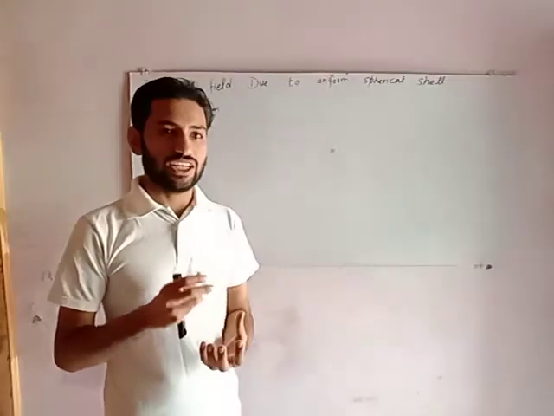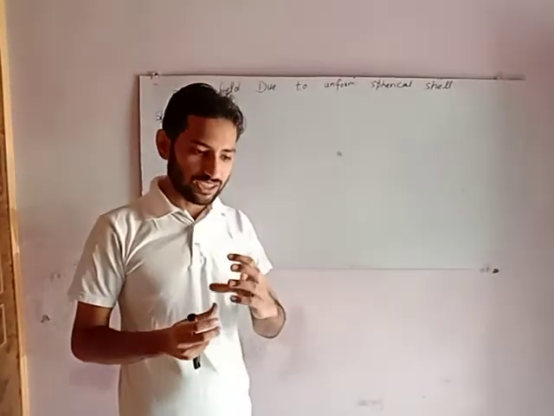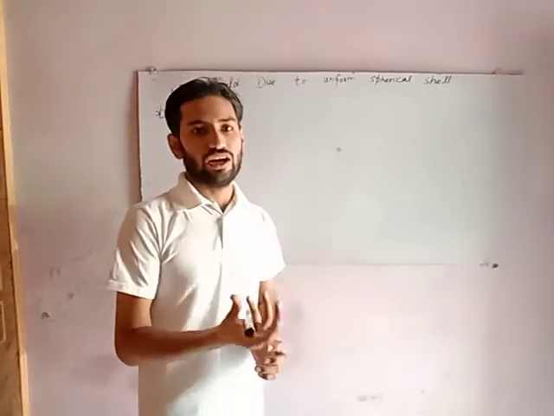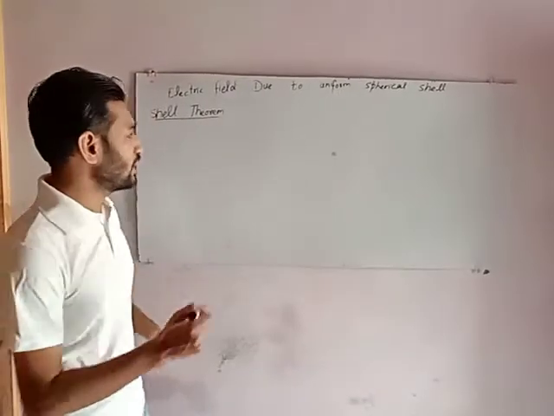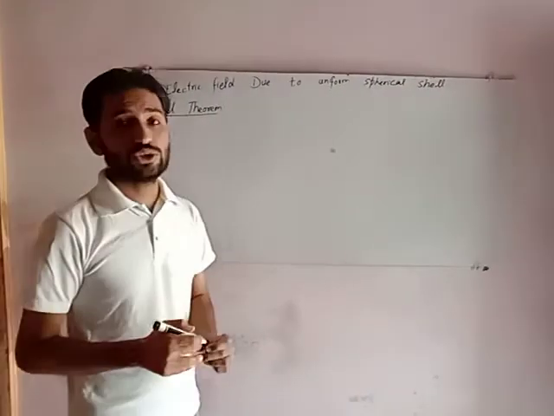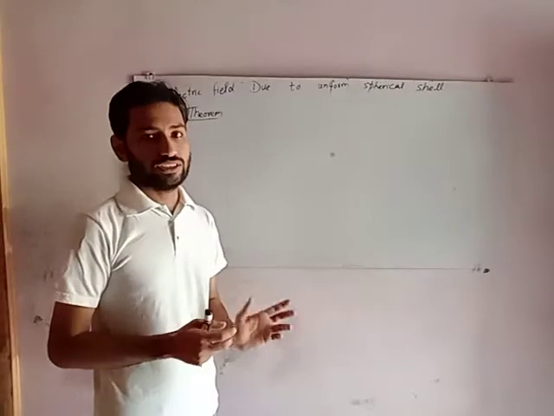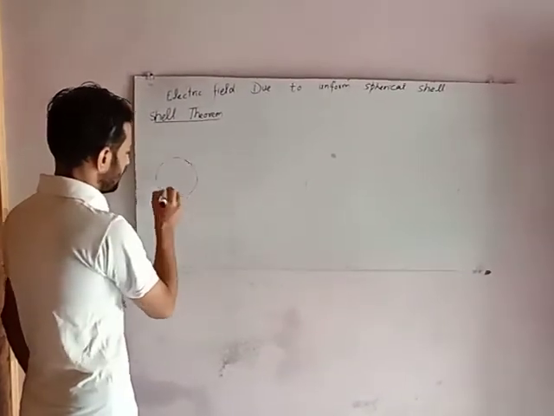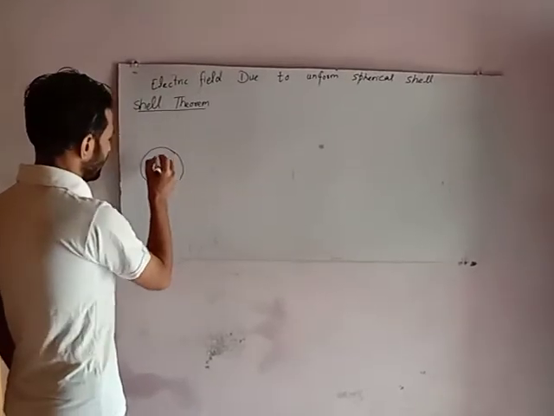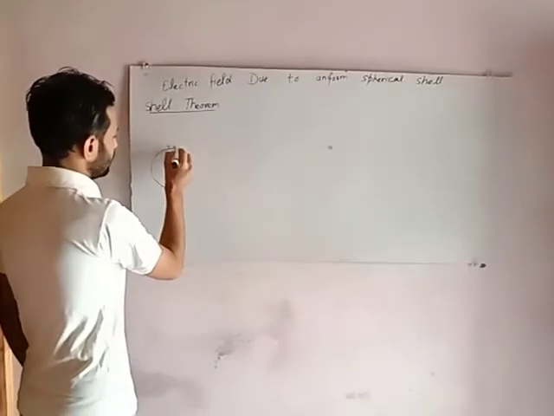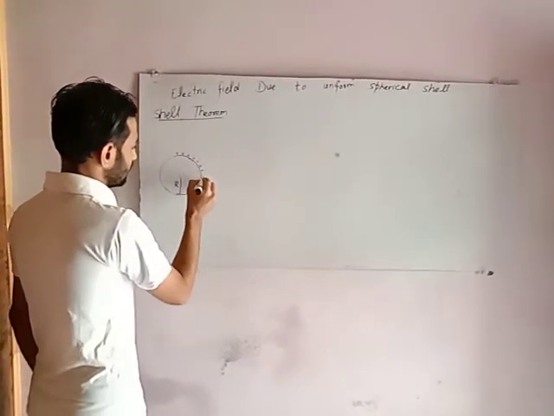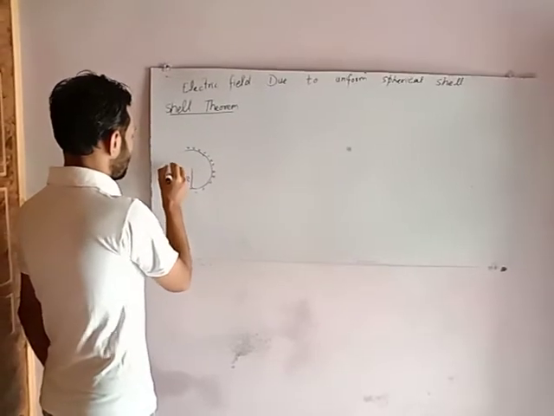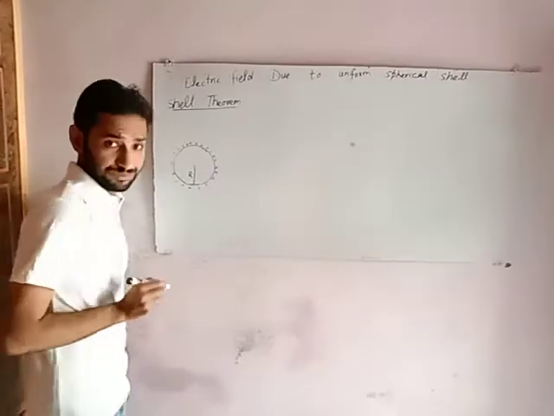On the other hand, in case of spherical shell, the shell is hollow from inside. Means there is nothing inside a shell. Shell is hollow from inside. We will consider there are two shell theorems for it. We will consider the first theorem by considering a spherical shell of radius R. The positive charge is distributed on its surface. You can see that it is hollow from inside.